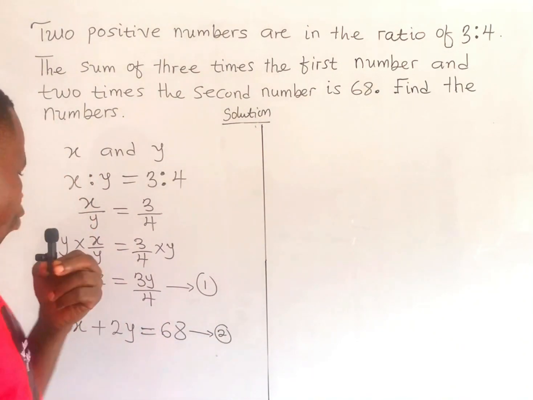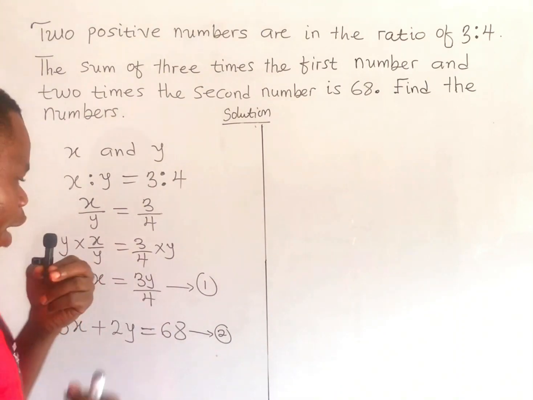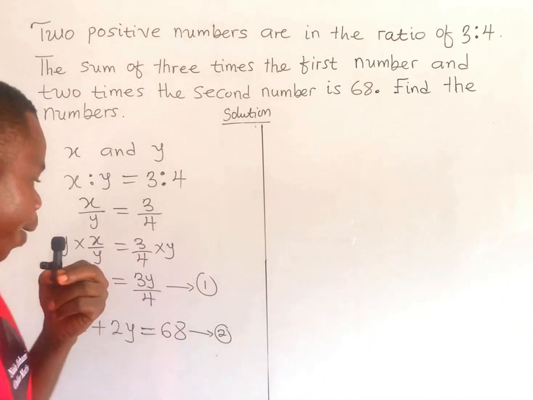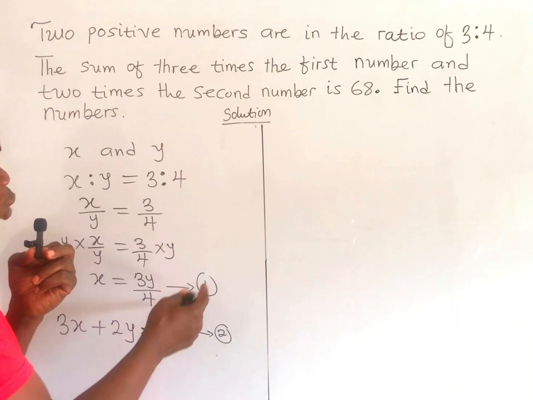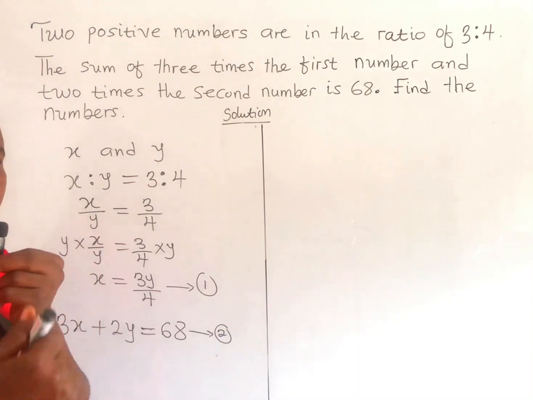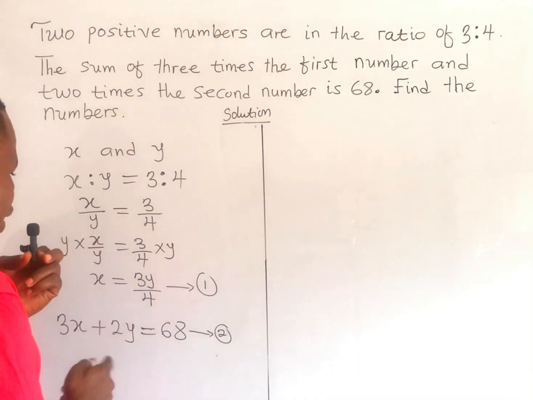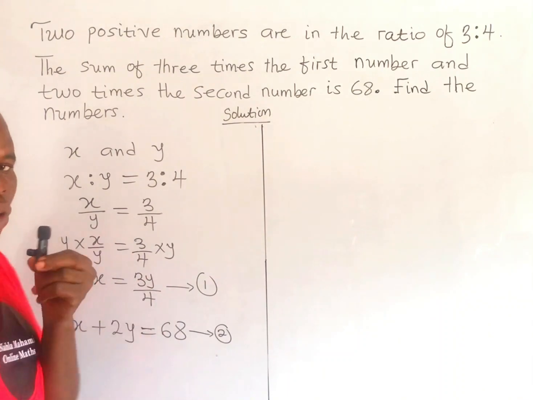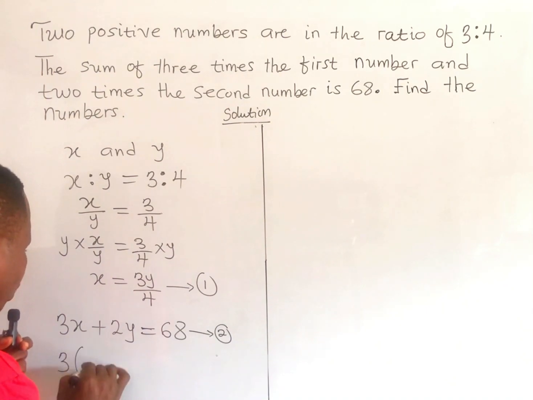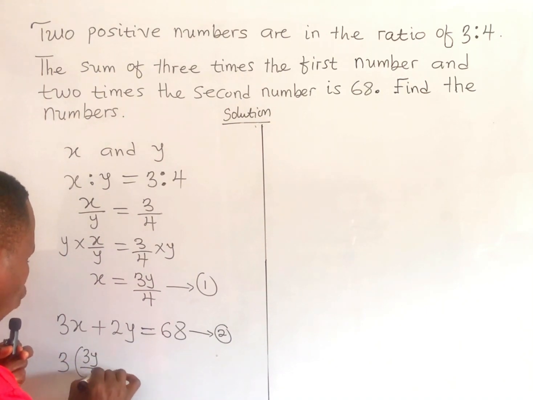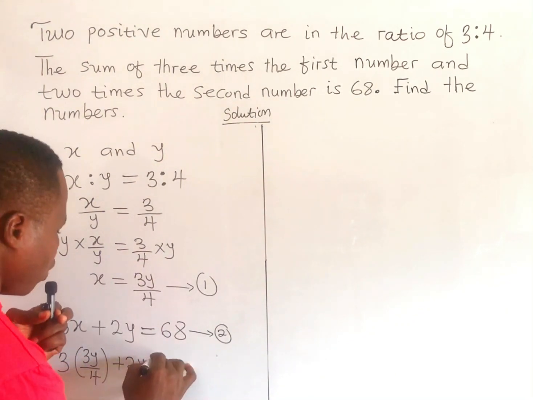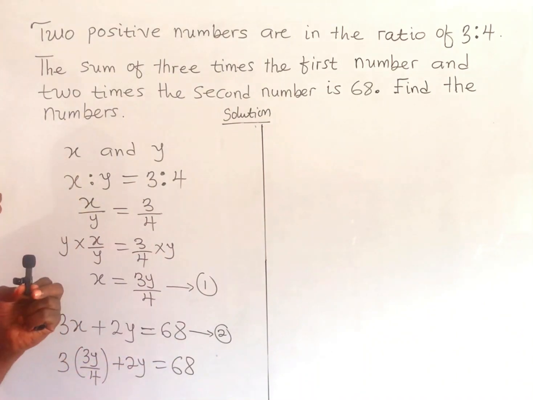I can now solve for x and y. Since I have two equations, I can use either substitution or whatever method to solve for our x and y. So here, it will be easier for me to substitute equation 1 into equation 2, since x is already the subject in equation 1. So it means that whatever I see x in equation 2, I'm substituting 3y over 4. So here I'll have 3 multiplying 3y over 4, because this is x and I'm substituting this, plus 2y is equal to 68.